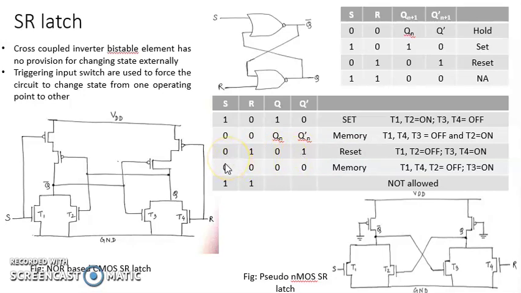From this state, if we make both S and R equal to 0, we will see that the transistors T1 and T4 definitely will remain off. In addition to it, this transistor will remain off since Q is equal to 0 here, and T3 will remain on.